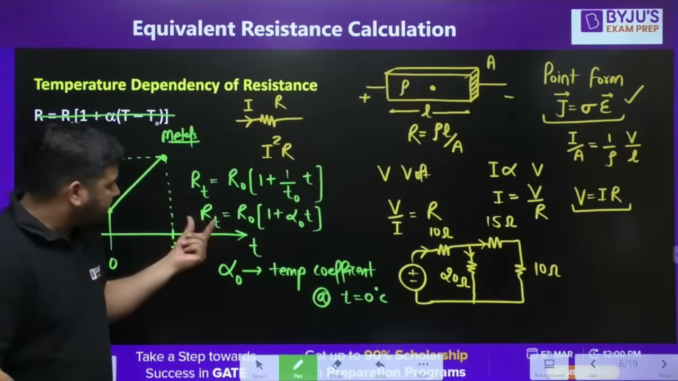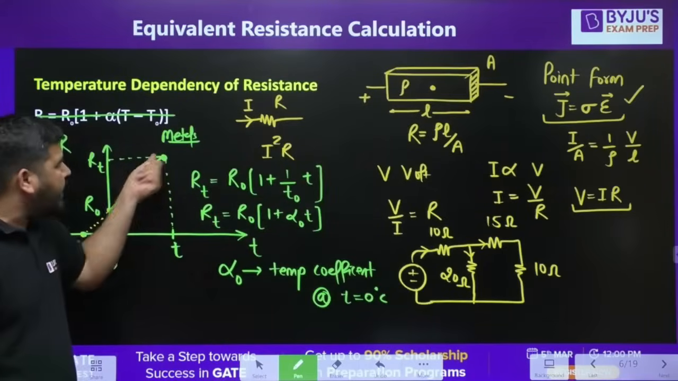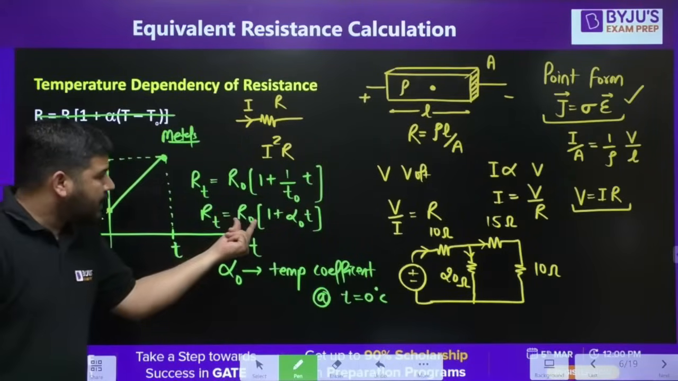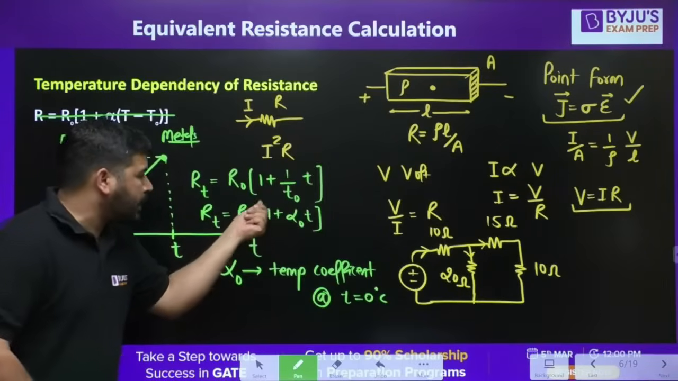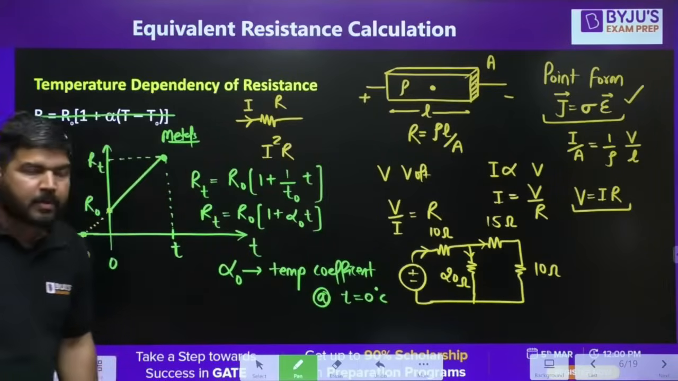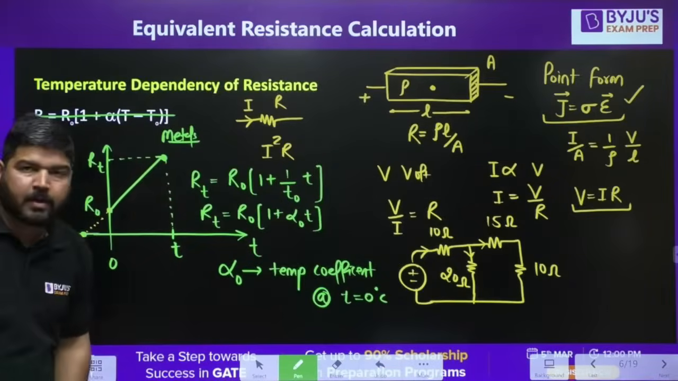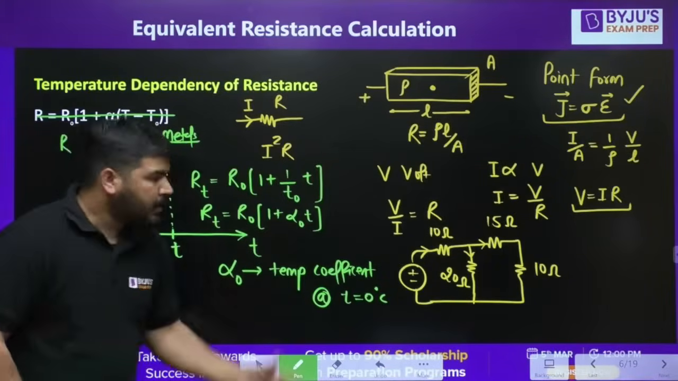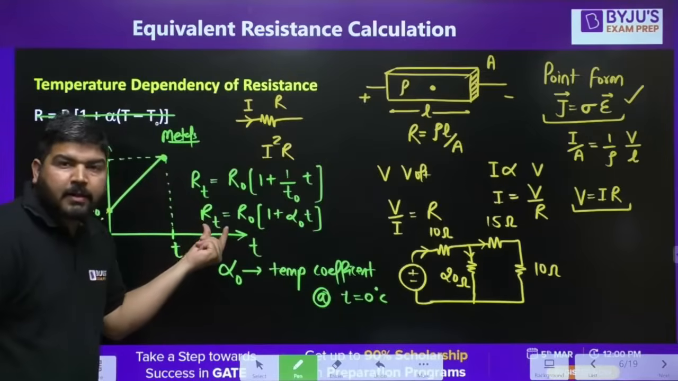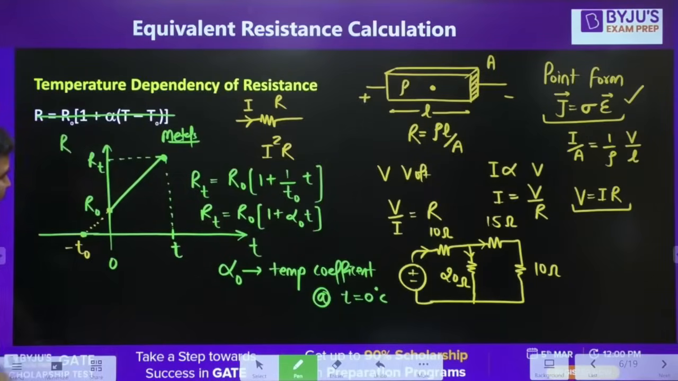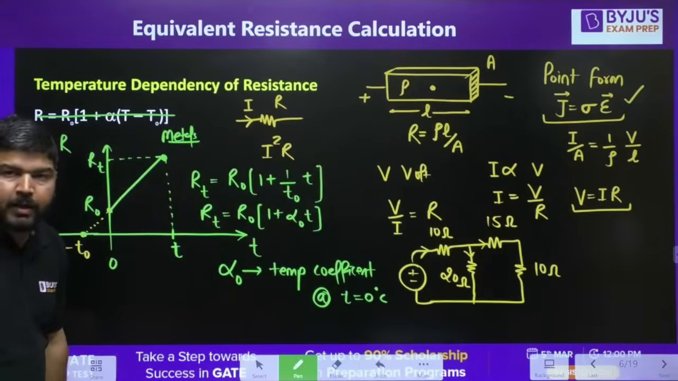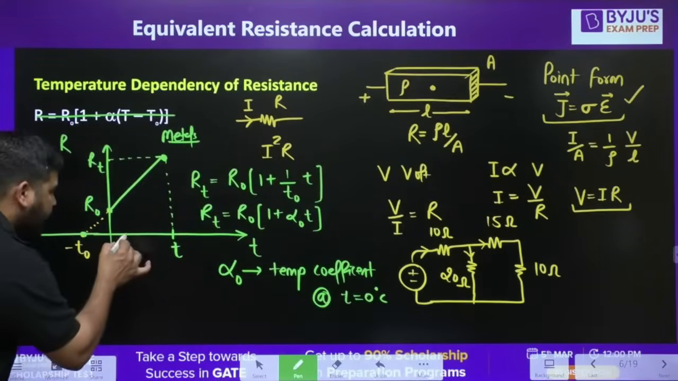So you can write the resistance at some temperature T, that will be equal to resistance at 0 degree centigrade into 1 plus alpha naught into T. T is the change in temperature from 0 to T. You are going from 0 to T. So this is the resistance at some temperature T. Now the question is, let's say you are not moving from 0 degree to T. Let's say you are moving from T1 to T.